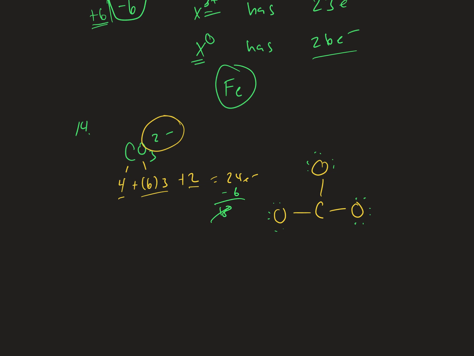I know carbon wants 2 more, because it doesn't have an octet. So what do we have to do? Make a double bond somewhere. Does it matter which one? Not for this class. What else do we have to do? Put a bracket around it just to say this compound has a charge of -2. We good? Do you want to try? Yeah.